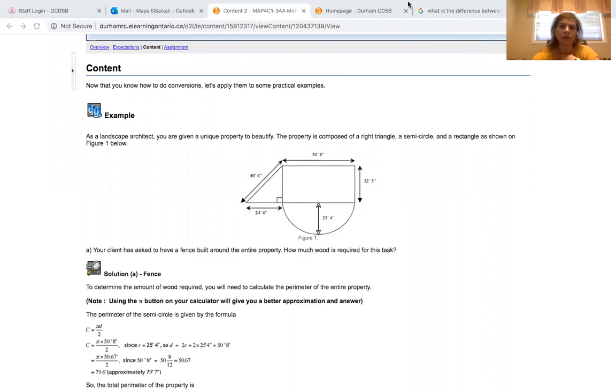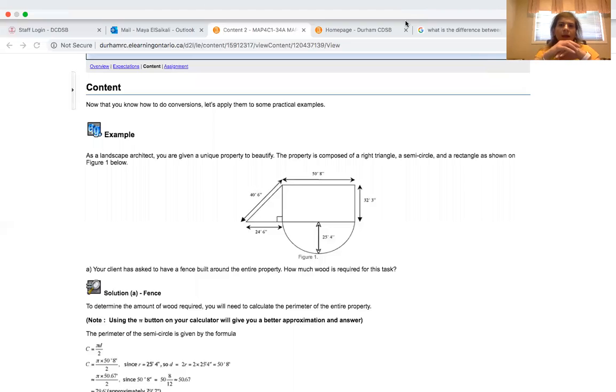Hi guys, so today we are going to also look at how we can find the area and perimeter of shapes. These are more 2D shapes, but they are multiple shapes combined together. So the question says that as a landscape architect, you are given a unique property to beautify. The property is composed of a right triangle, a semicircle, and a rectangle as shown in figure 1 below.